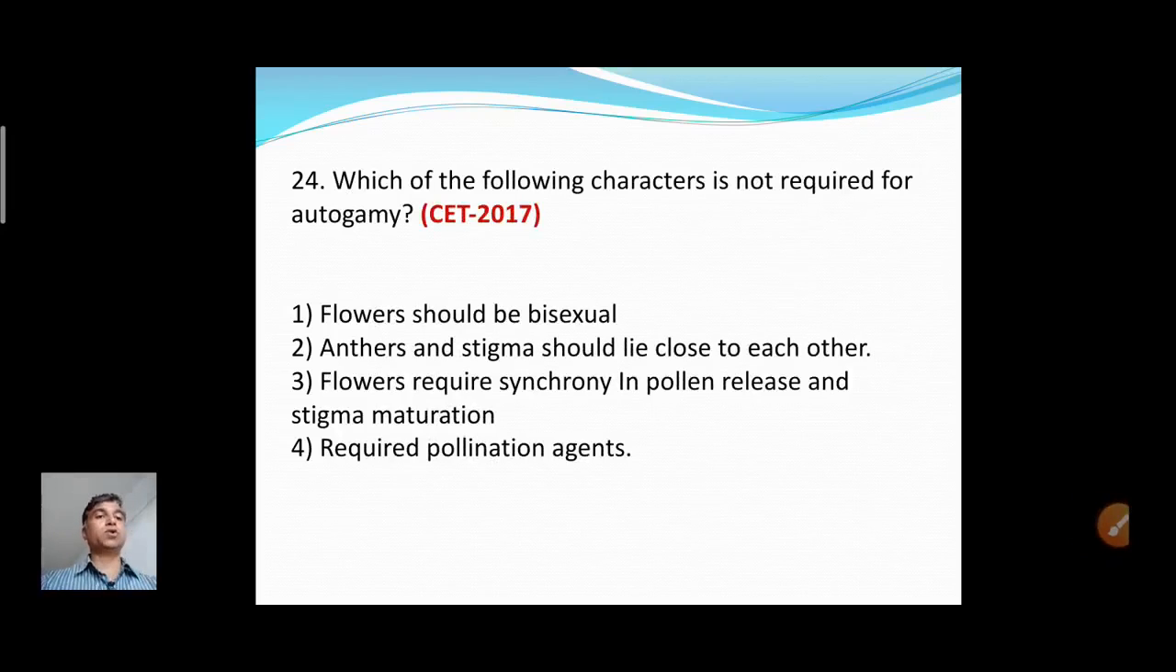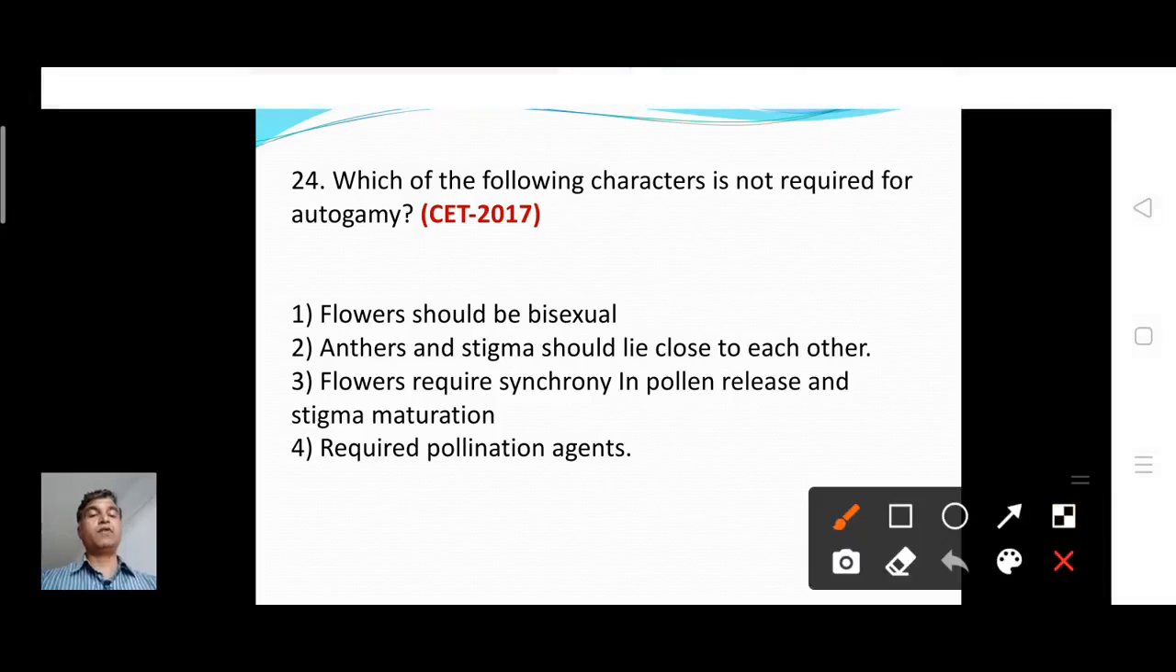So 24th, this is the last question. Which of the following characters is not required for autogamy? Here came the main point. Autogamy and outbreeding devices are somewhat opposite topics. Whatever conditions are needed for autogamy, the outbreeding device must not fulfil them. So what must happen for autogamy? The first statement: flower should be bisexual. Yes, it is required. Anther and stigma should be close to each other. Yes, they should lie close to each other. Then only pollination takes place.